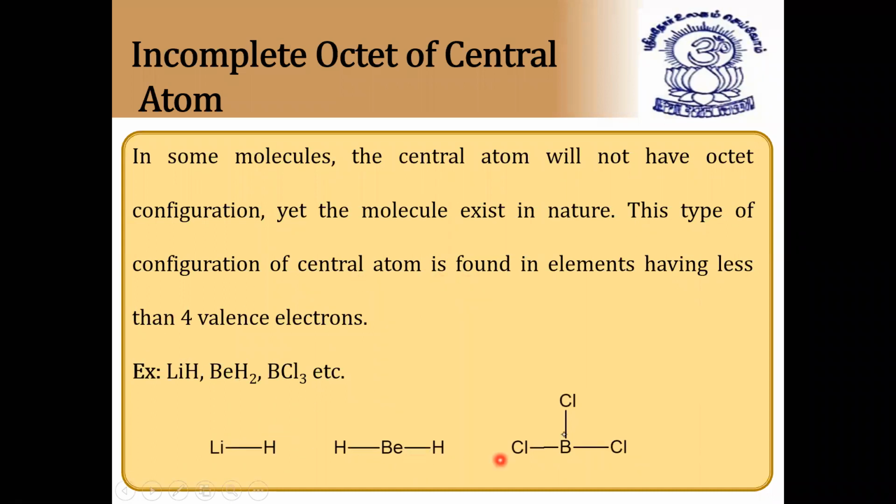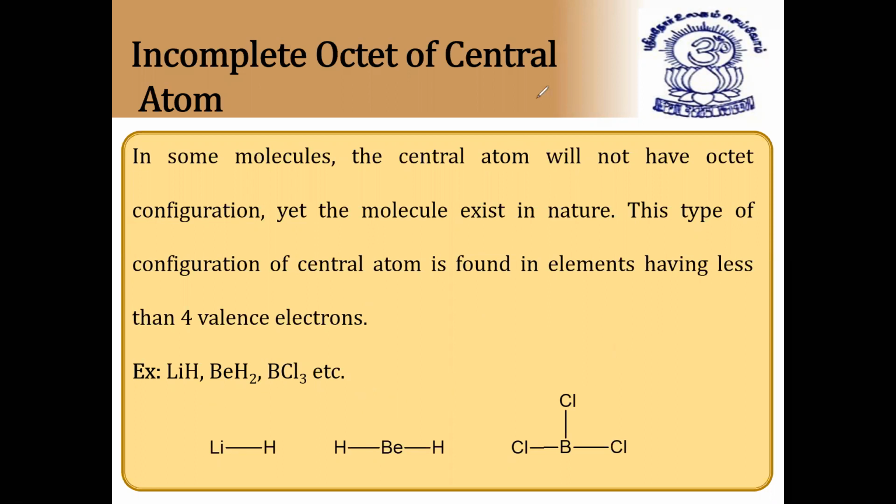Next, examples: lithium hydride, beryllium hydride, and BCl3. As I told you, they are having only single covalent bonds. So this boron is sharing with three chlorines, one electron each, and after sharing, it is getting only 6 electrons. They're showing it here, 6 electrons. And here it is getting only 4 electrons, and here only 2 electrons. So all these are nothing but incomplete octets. That is the first exception of the octet rule.